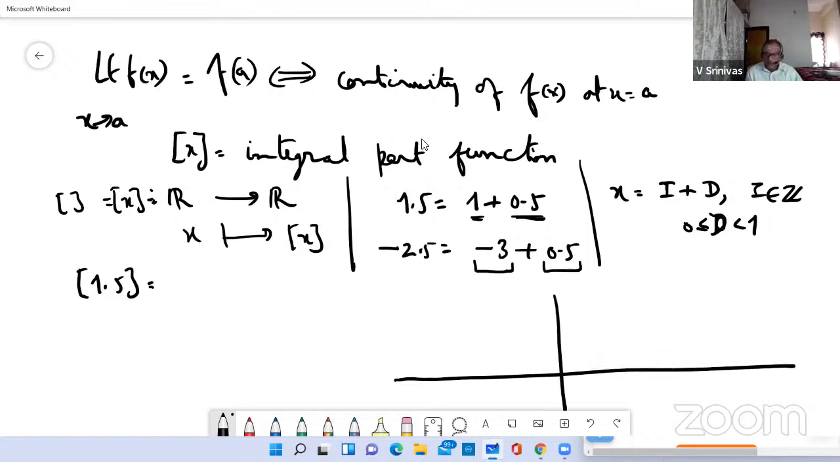Right. This is 0, 1, 2, 3, and so on. Okay, the graph looks like this. From 0 to 1 it is this. From 1 to 2 it is this. From 2 to 3 it is this.